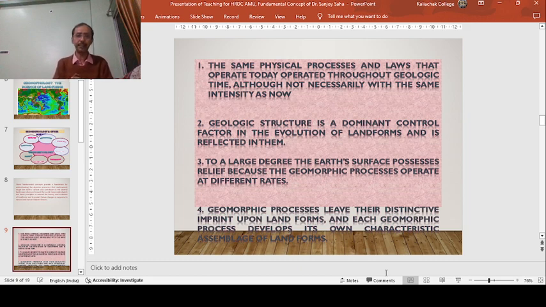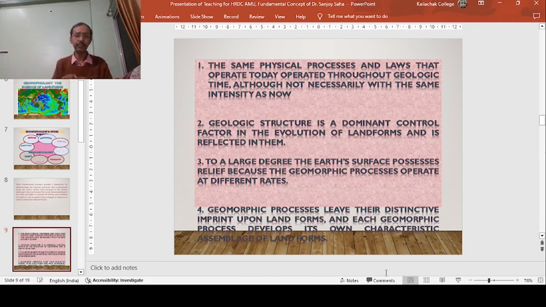The first concept is that the same physical processes and laws that operate today operated throughout geologic time, although not necessarily with the same intensity as now. The second concept is that geologic structure is a dominant control factor in the evolution of landforms and is reflected in them. So there are 10 concepts assembled by him. It is not possible to explain all concepts in a class, so I take the second concept. It is very easy to understand, mainly for the students.